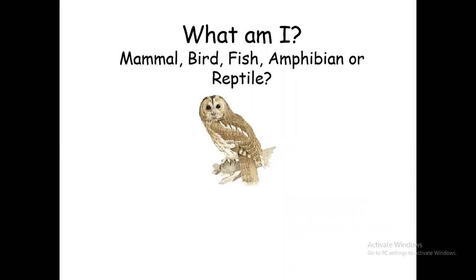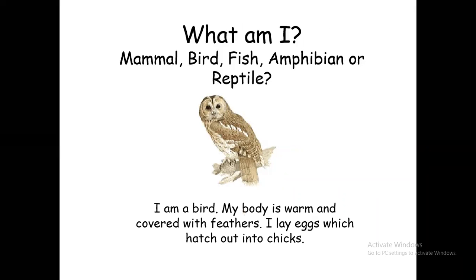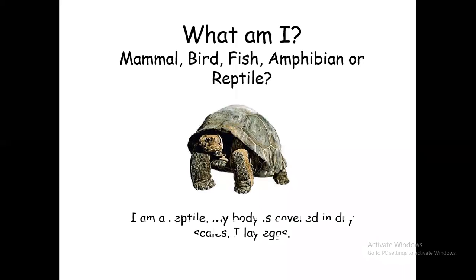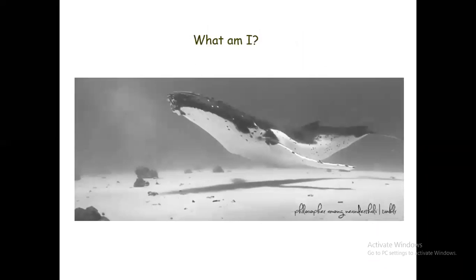An owl, yes, it's a bird. That's right. It's covered with feathers and of course lays eggs. And this one? Reptile. That's right. Yes, they are reptiles because their bodies are covered with dry scales and they lay eggs.